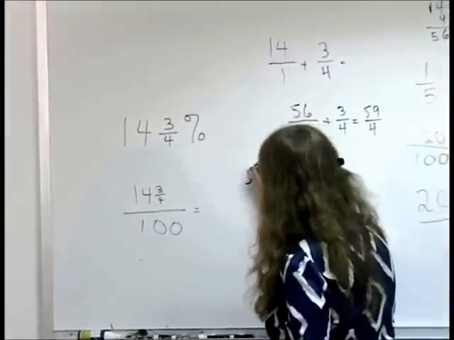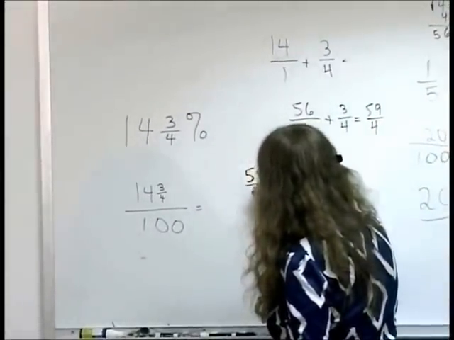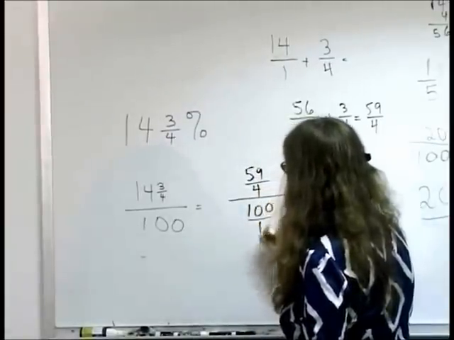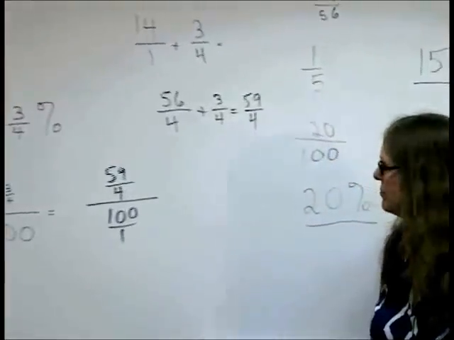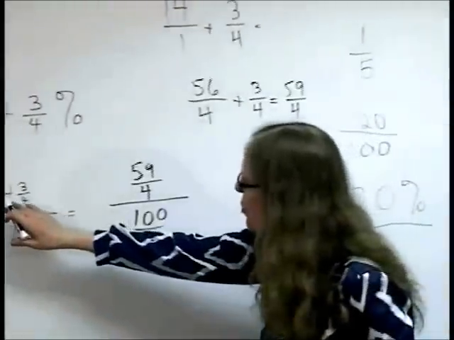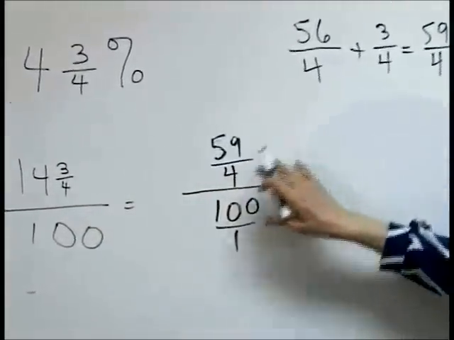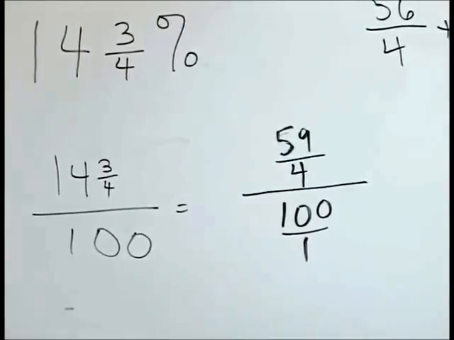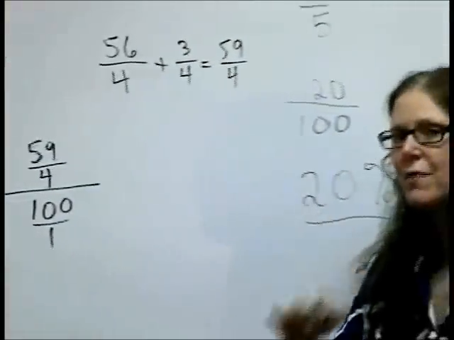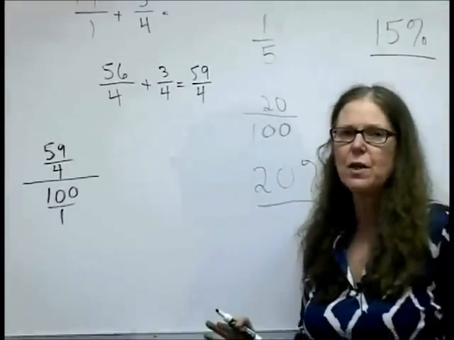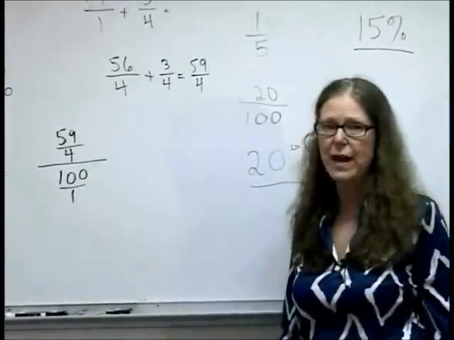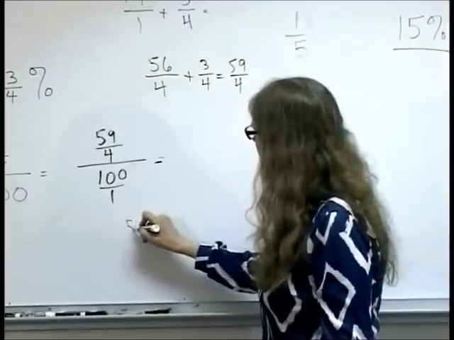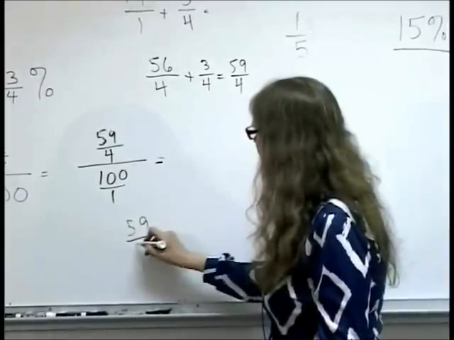So here I have 59 over 4, all divided by 100, which is the same thing as 100 over 1. Okay? I've just re-expressed 14.75, and I've called 100 over 1 because, I'll say this again, any number divided by 1 is itself. Dividing something by 1 doesn't change the value. So now I can use our rule for how to divide fractions.